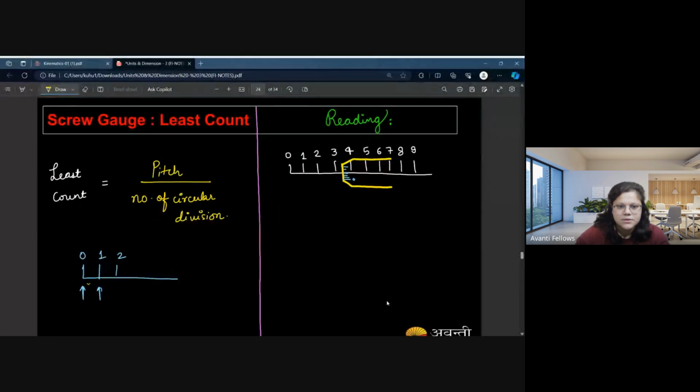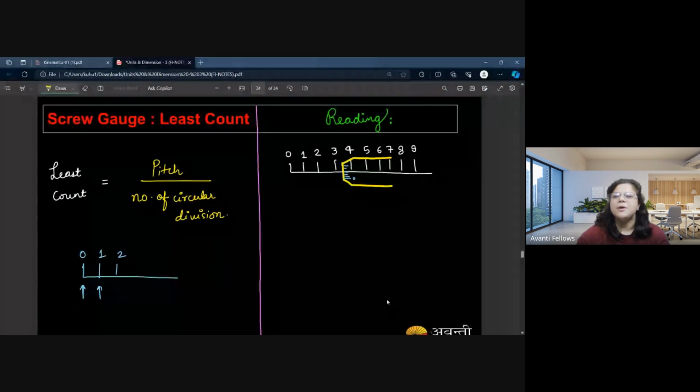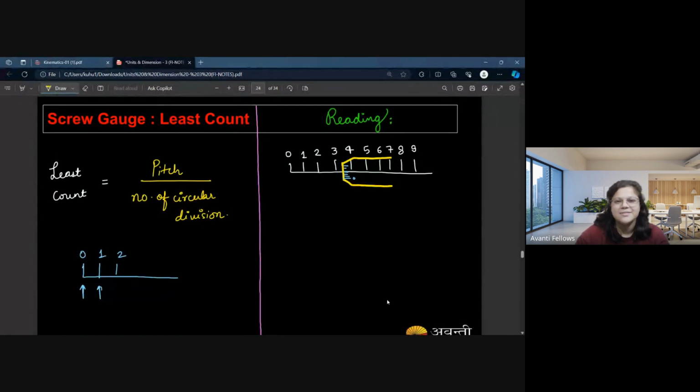Wait a second. Actually, these are experimental instruments. So we need a screw gauge, and that is not such a normal scale. You cannot get it at any stationery shop. But I hope you will see these things in your practical labs.